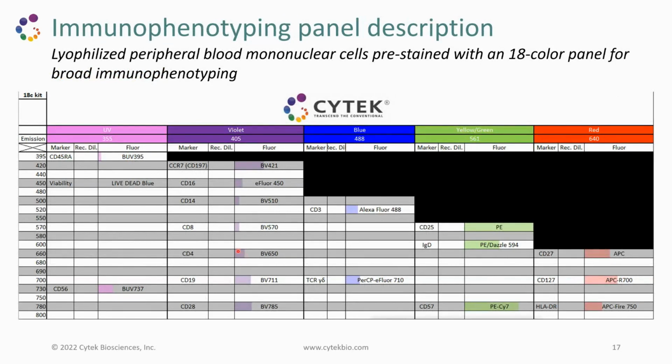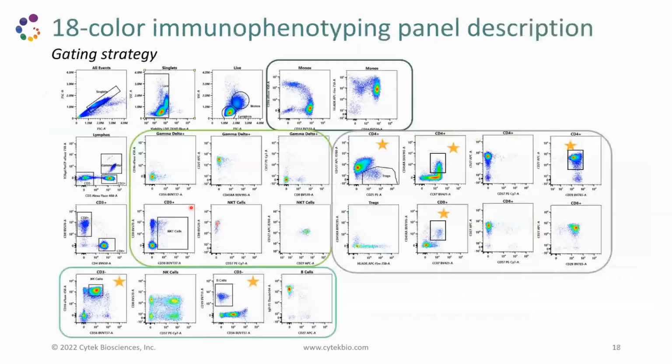This is the panel. It's an 18-color panel. For those of you who are very familiar with our panel design materials, you know that this is the way that we like to present our panels. And here you have a broad immunophenotyping panel. You can see we have markers for B cells, T cells, NK cells, so those are the main subsets, and monocytes. And I'm going to show you, using this assay, the gating strategy.